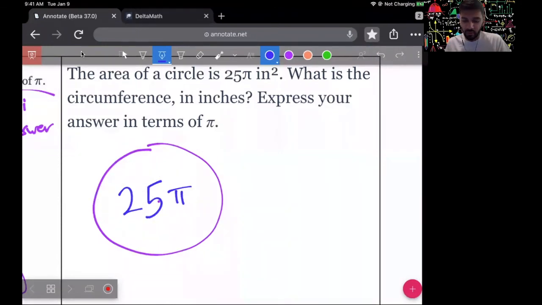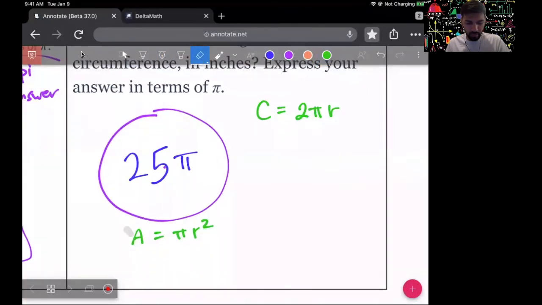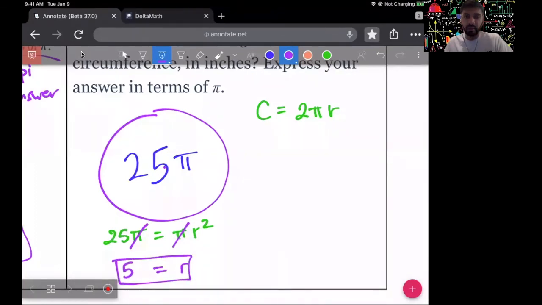What is the circumference? Now we know that the circumference, like I said earlier at the top of the page, is equal to 2 pi r. We also know that the area here is equal to pi r squared. But we can replace that with 25 pi because it tells us that this is the area and it equals pi r squared. So if this is the case, then I can solve this equation for r. If I have pi on both sides, I can cancel out the pi. And now I have 25 is equal to r squared. So that means that r is equal to 5, because 5 squared is 25.